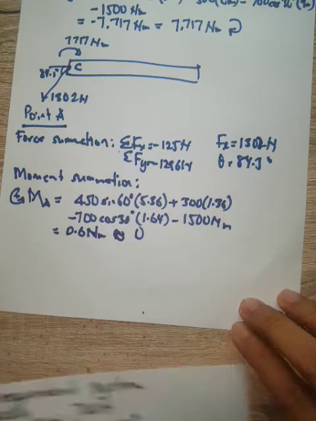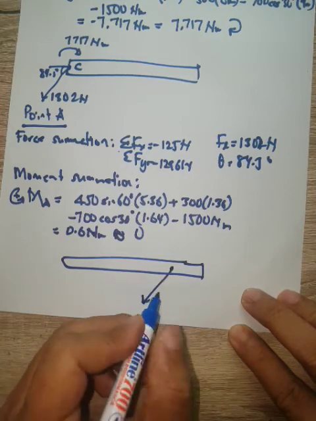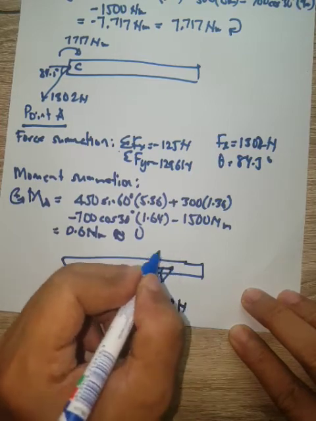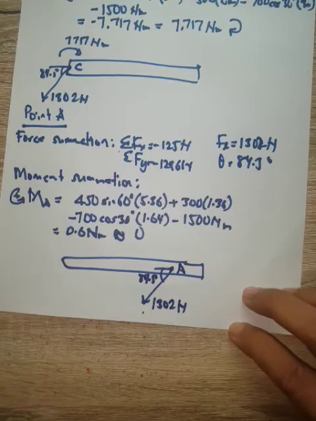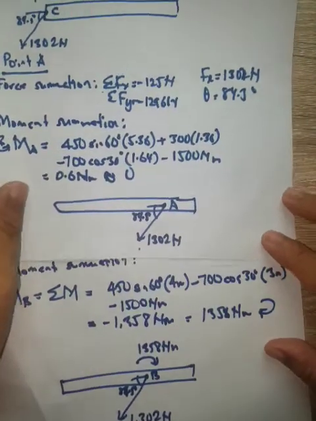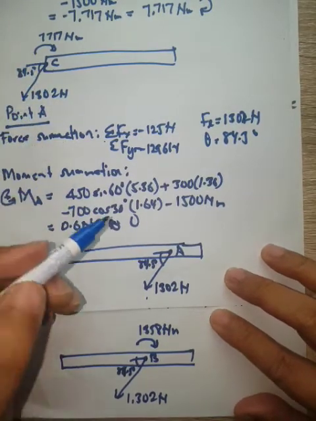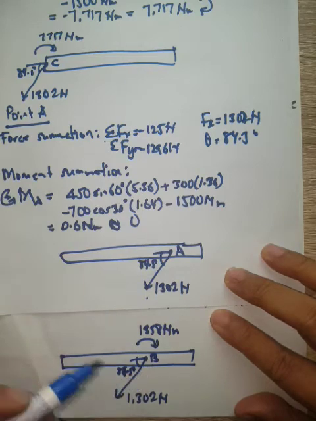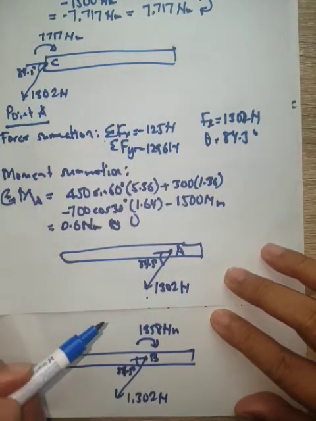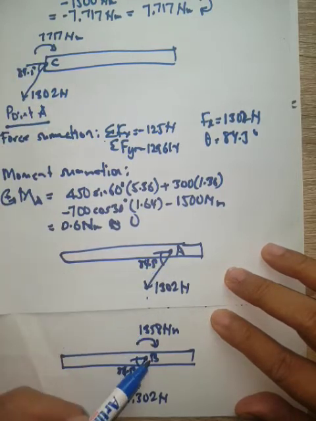So if you plot this system, at point A we only have the force of 1302 Newton at an angle of 84.5 degree. There is no moment acting at point A. So if we compare these three systems at point C, point A, and point B, actually these three systems are equivalent. What makes the difference is the moment. Here the moment is 7717, here the moment is 0, and here the moment is 1358.